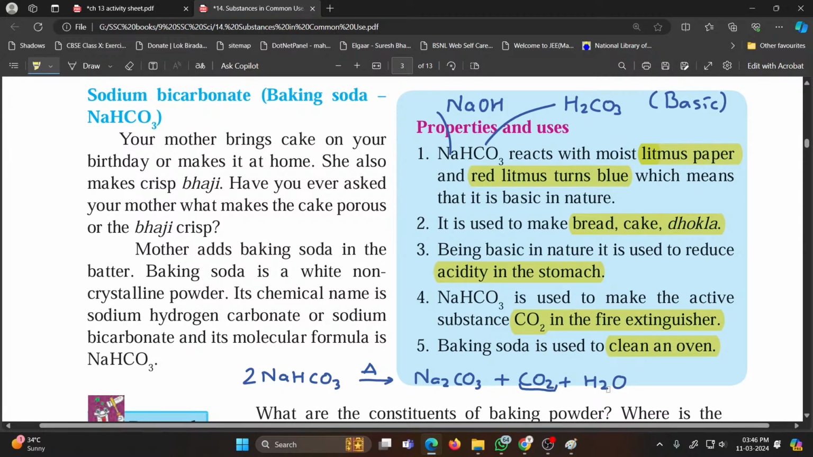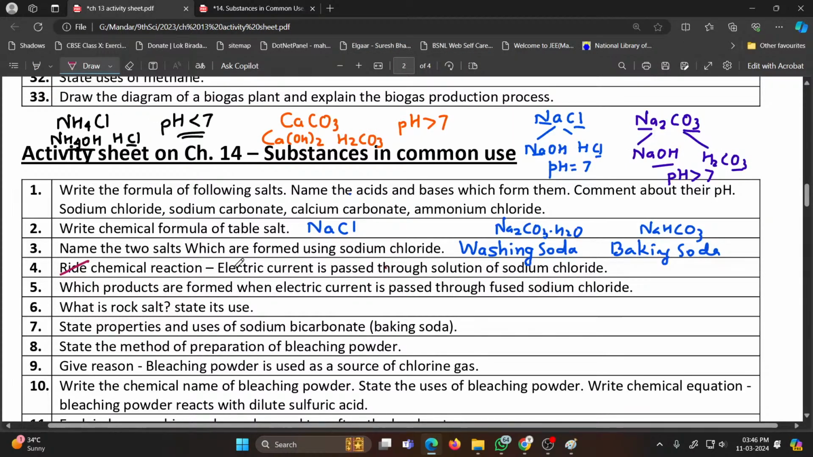So the properties are, it is a basic salt. Applications are in making bread, cake and dhokla. Then is to cure acidity in the stomach. Then fire extinguisher, and in cleaning the oven.